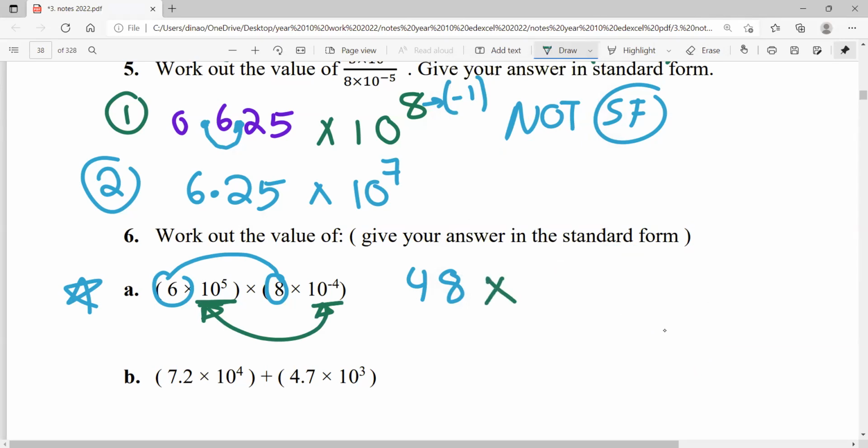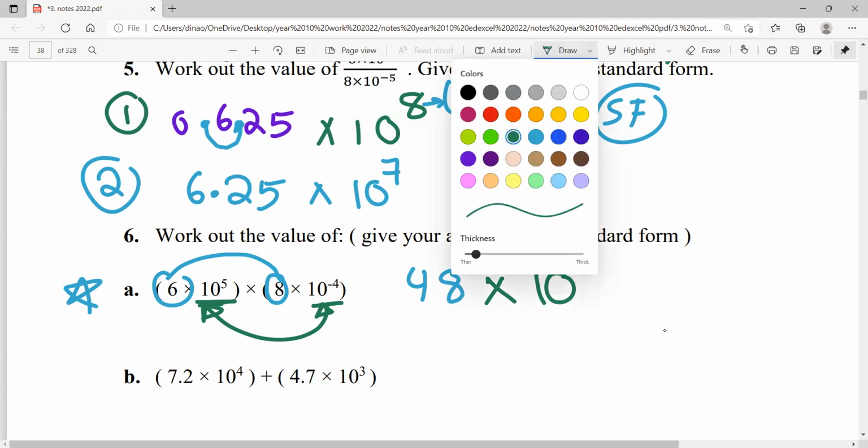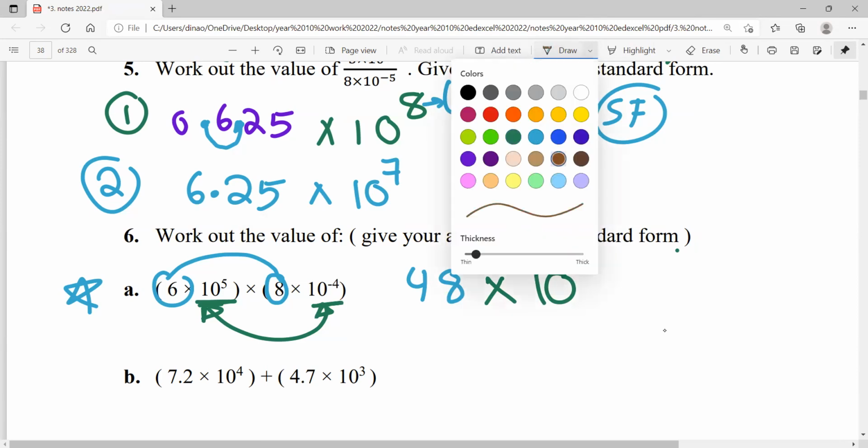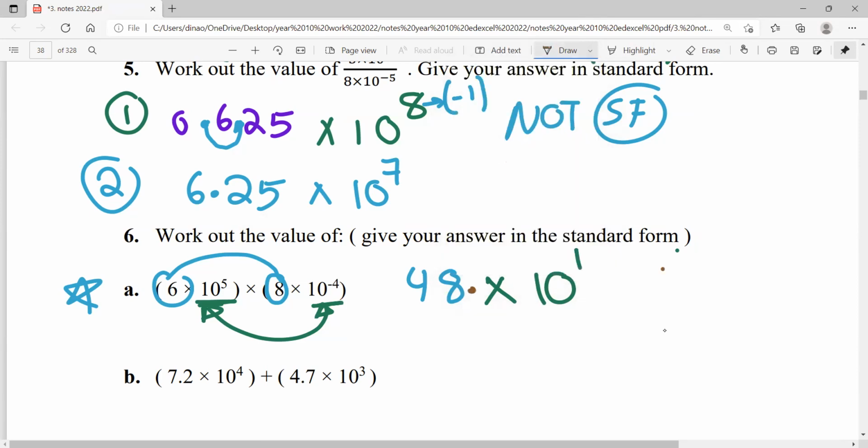When we multiply, what do we do with the power? When we multiply the same base, what do we do with the powers of 10? I add. So it will be 10 to the power of 5 plus -4, which is 1. Of course, this is not standard form. To make it standard form, there is no point here? No, there is. The point is here.